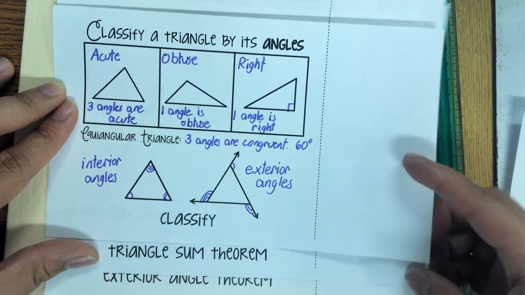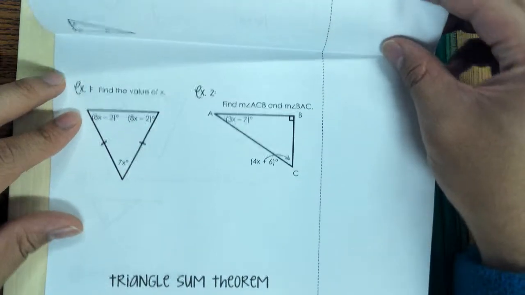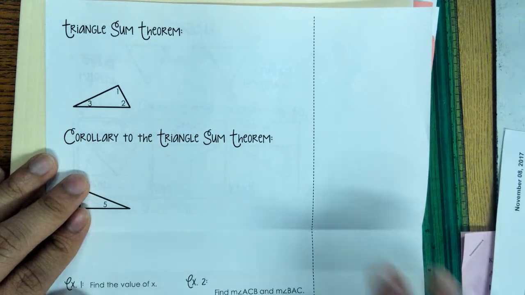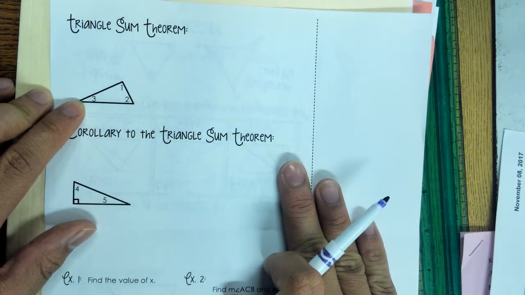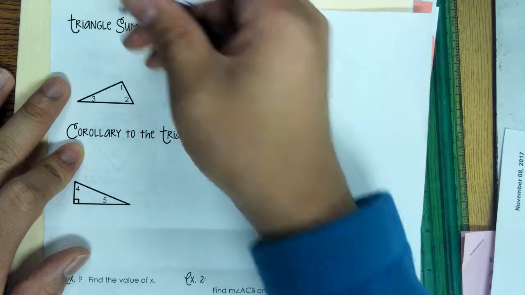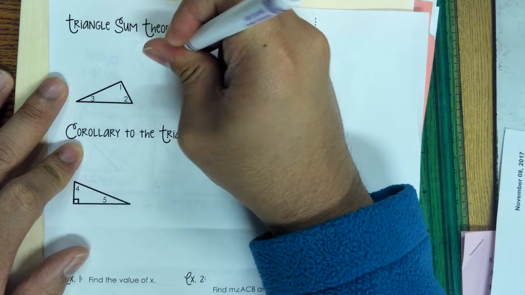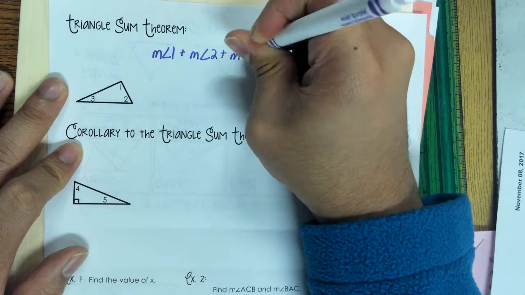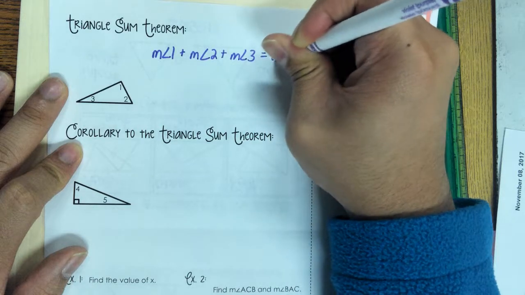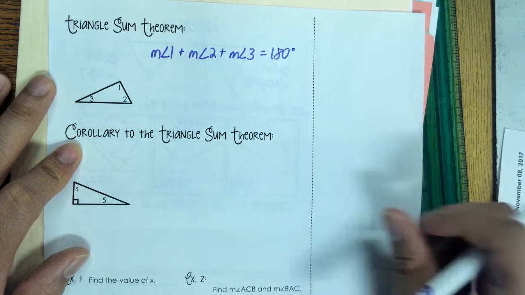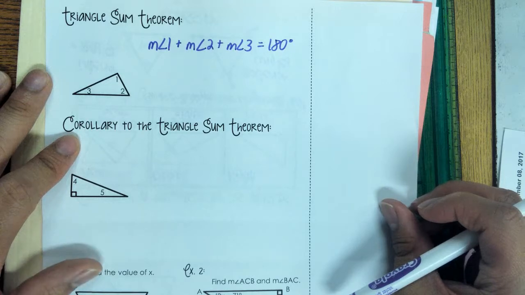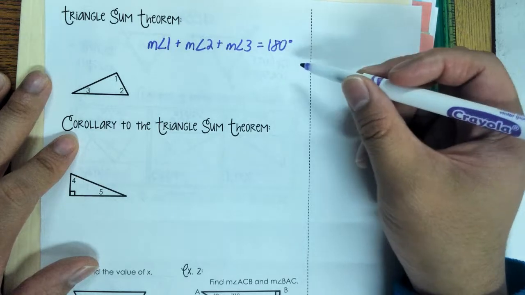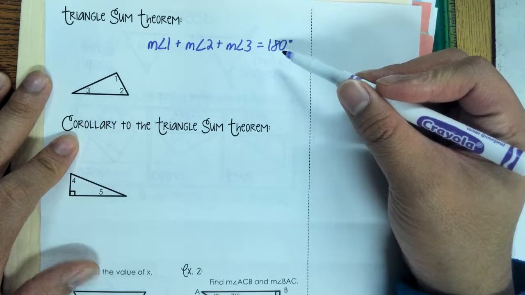Alright, so that's classifying triangles. Let's move on to our triangle sum theorem. Triangle sum theorem tells me that in any given triangle, the sum of all 3 angles equals 180 degrees. So we have measure of angle 1 plus measure of angle 2 plus measure of angle 3 equals 180 degrees. That always works in a triangle. We have a corollary to the triangle sum theorem. Corollary is an extension of the theorem. It's what else can we figure out based on the original theorem.